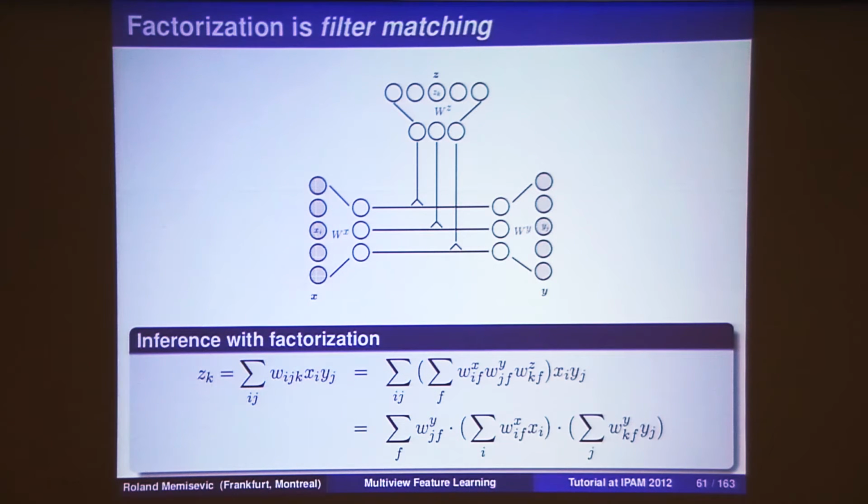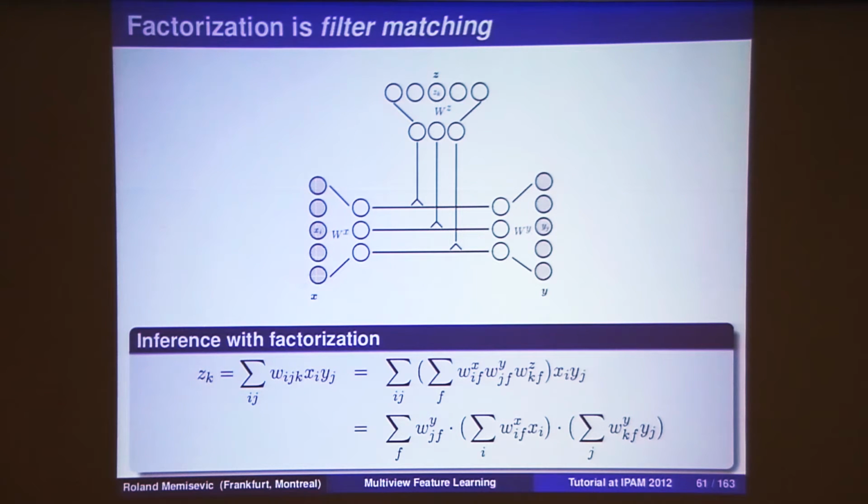If you do that and you plug your newly defined w_ijk into your inference equations, something very interesting happens, which is the following. So we recall that z_k is a bilinear function with parameters w_ijk. Now let's plug in this expansion here, this tensor expansion for our w_ijk, and let's push some terms around here. Let's group things that depend on x, and let's group things that depend on y.